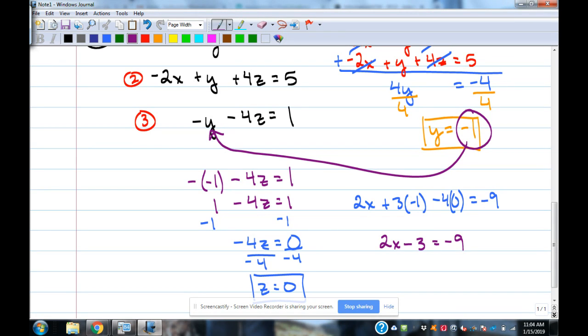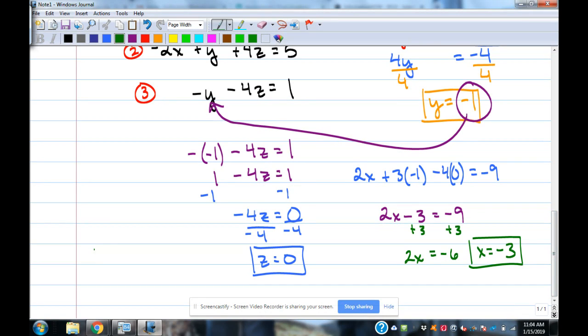That's not too bad of a one to solve. Just got to add 3. That's going to be -6 is equal to 2x. So what's x? -3. Now I have all 3 variables. I have the solution. This is a one solution system because I found all 3 variables. That solution is an ordered triple, -3, -1, 0. That's how you write the answer to a 3 variable system.